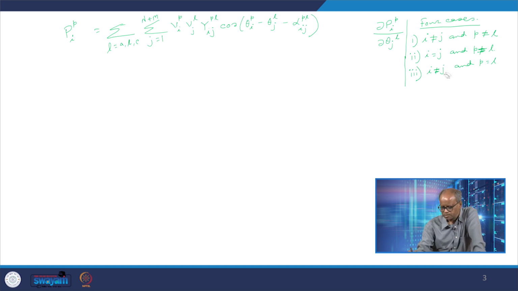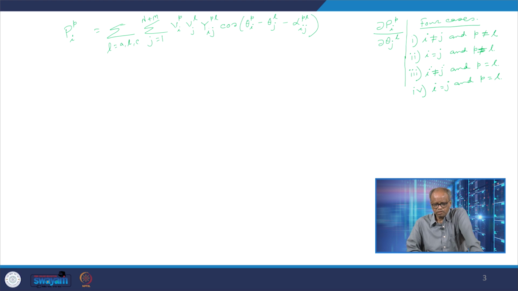So the four cases are: case 1, I is not equal to J and P is not equal to L; case 2, I is equal to J and P is not equal to L; case 3, I is not equal to J and P is equal to L; and case 4, I is equal to J and P is equal to L. So, in the first two cases P is not equal to L, and in the second two cases P is equal to L. So, what does it mean?